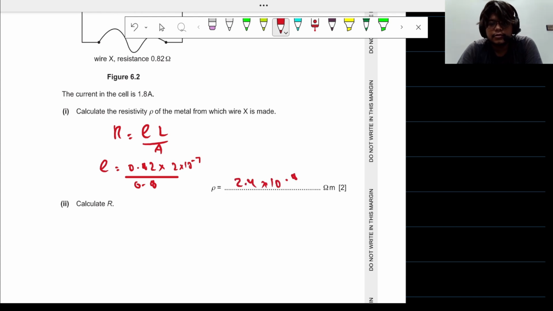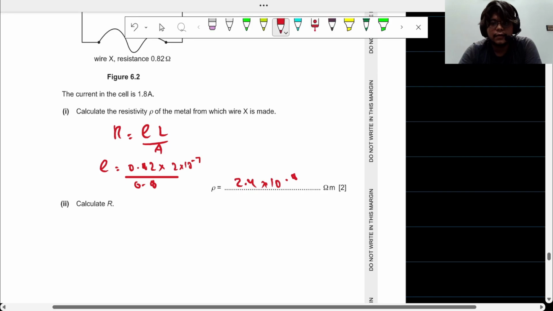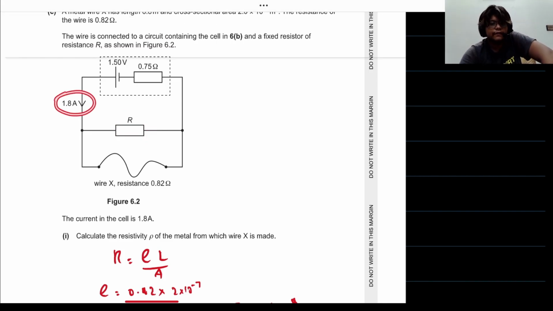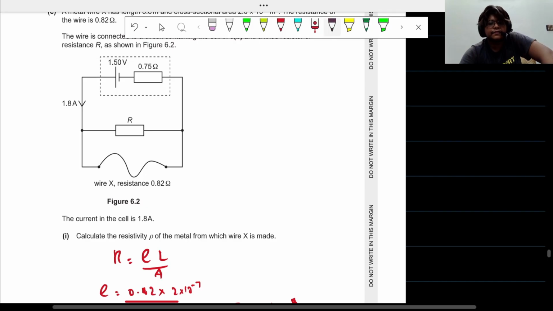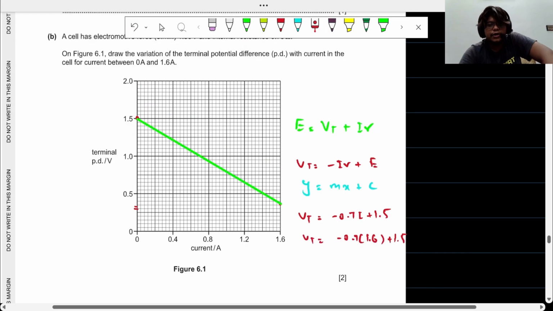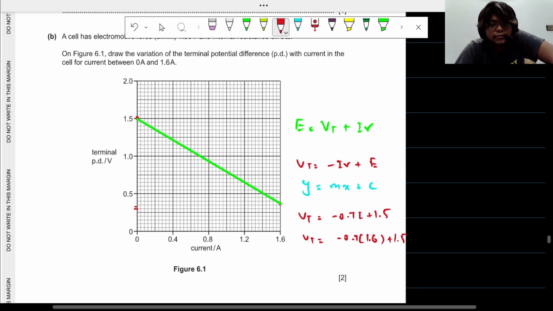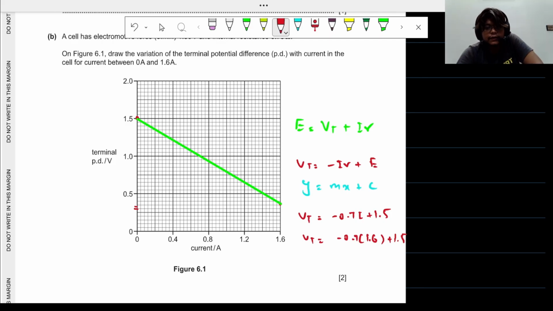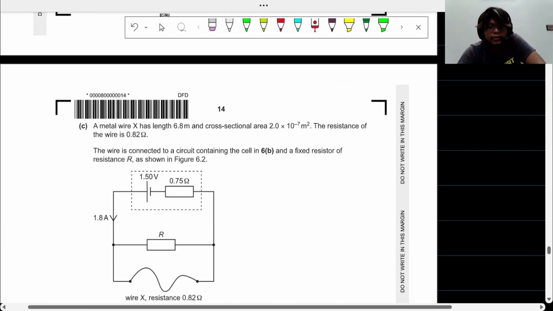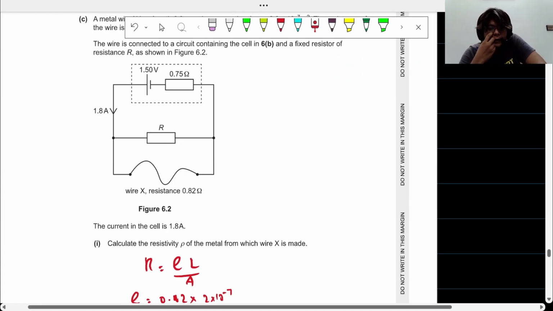Okay, then you need to find R. Now, what is R here? R is the resistance of the terminal resistance, right? For this, we already know the current is 1.8 amperes. So now we will use our graph to see what the terminal potential difference would be at a current of 1.8. So we look at the value for 1.8. This is 1.55, right? The thing is, I don't have any values here for the current of 1.8 amperes.